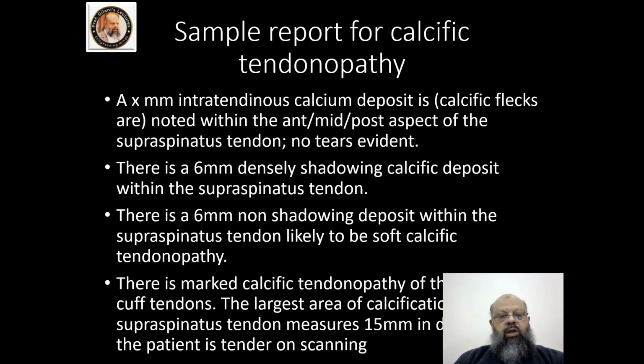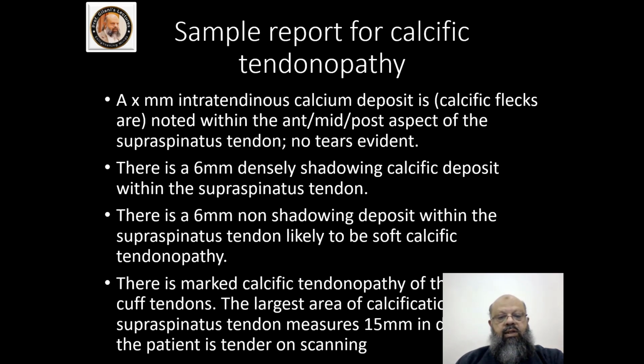For instance, it is A by B in millimeters. Intratendinous calcification or calcium deposit, calcific flecks, are noted within the anterior, middle, posterior aspect of the supraspinatus tendon. No tears evident. There is a 6 mm densely shadowing calcific deposit within the supraspinatus tendon. There is a 6 mm non-shadowing deposit within the supraspinatus tendon likely to be soft calcific tendinopathy.